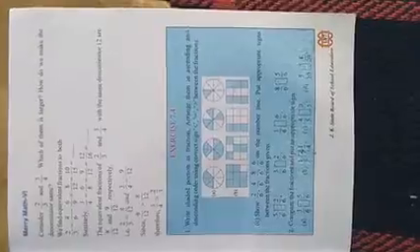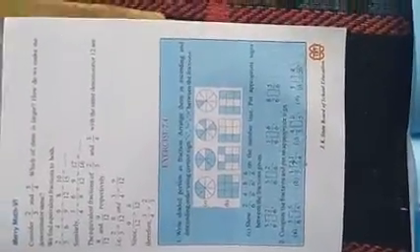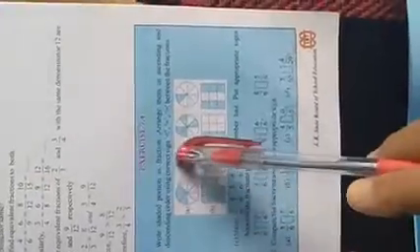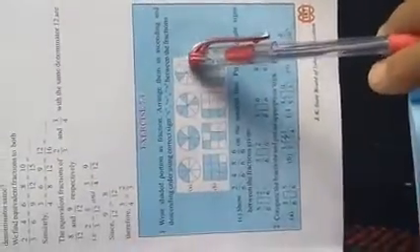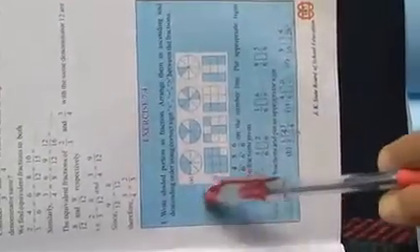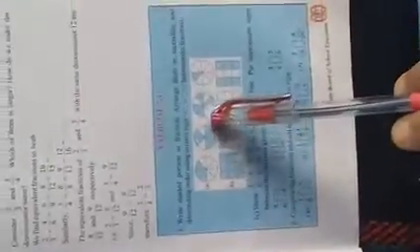Now, dear students, open your mathematics textbook at page number 187, exercise 7.4, question number 1, part A. Here, question number 1, write shaded portion as fraction. Arrange them in ascending and descending order using correct sign.